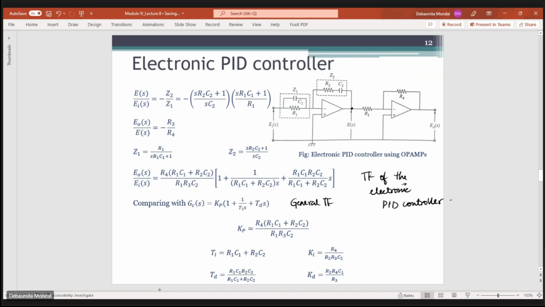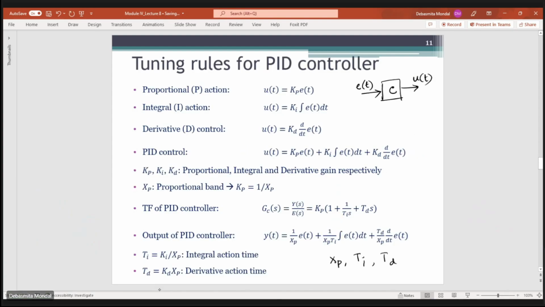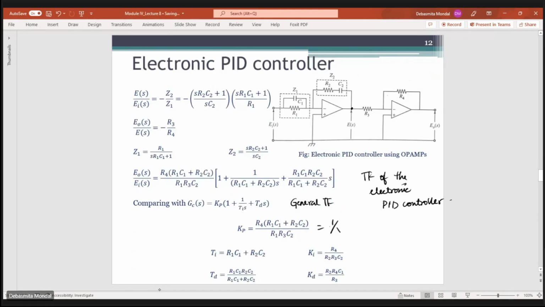Similarly you can find out the value of Ki. Ki is equal to Ti multiplied by Xp, or you can write 1 by Xp is nothing but this, right? So from that equation you can find out the value of Ki. Similarly, you can find out the values of Td and Kd. So this is the way of designing a PID controller.